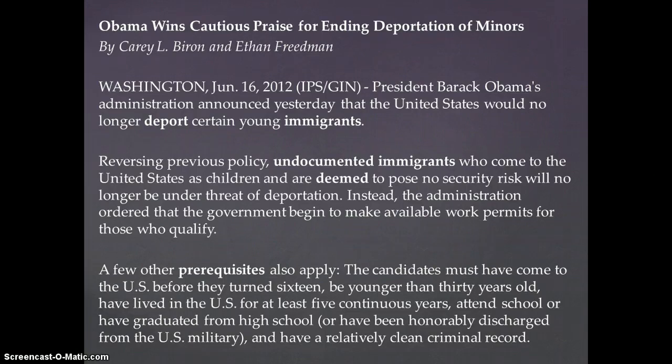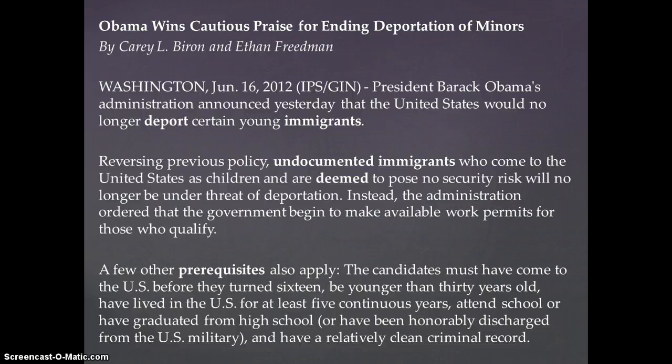Instead, the administration ordered that the government begin to make available work permits for those who qualify. A few other prerequisites also apply. The candidates must have come to the U.S. before they turn 16. They have to be younger than 30 years old and have lived in the United States for at least 5 continuous years and attend school or have graduated from high school or have been honorably discharged from the U.S. military and have a relatively clean criminal record. Okay?